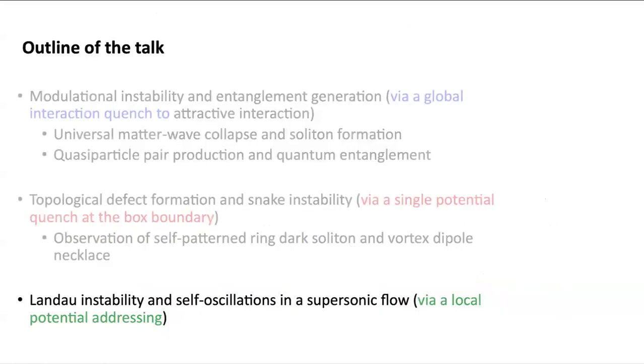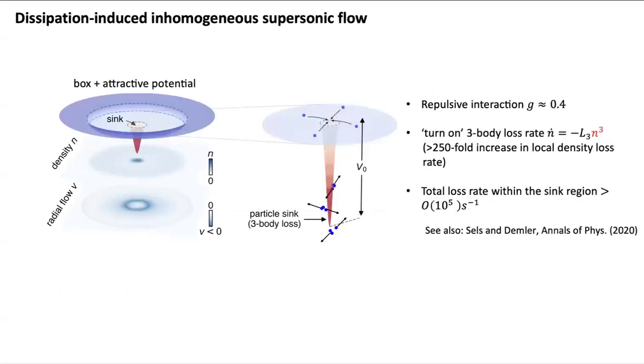All right, so after finishing talking about two very classical instabilities, let me very quickly, in the last 3 minutes, talk about Langdon instability. In this particular experiment, again, we hold the gas in a circular box with a repulsive potential. But right in the middle, we create an attractive dipole. What it does is attract a lot of atoms to the center. If nothing else is happening, once these atoms fill the center, that's it.